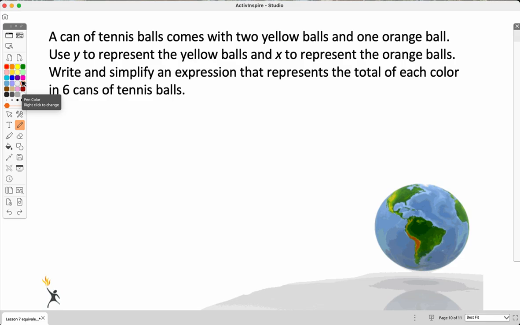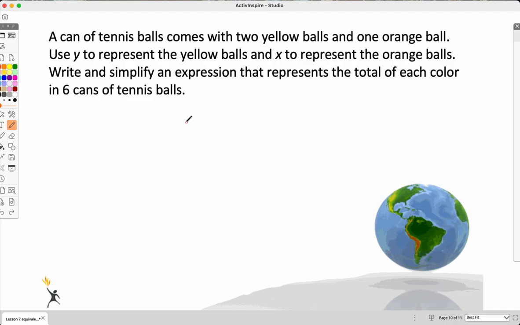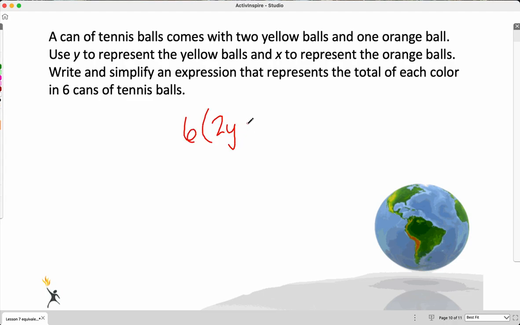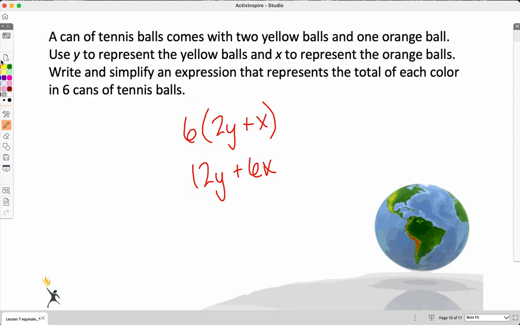All right, your turn to give this a try with our tennis ball problem. All right, so you set it up with 6 cans, 2 yellow balls, plus 1 yellow ball. Then you distribute to get 12y plus 6x. Tells you exactly how many of each color are in 6 cans of tennis balls.